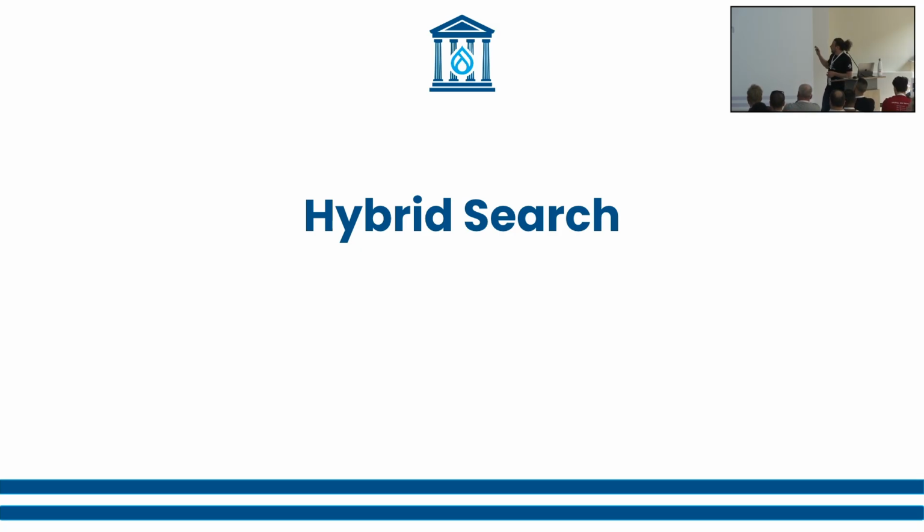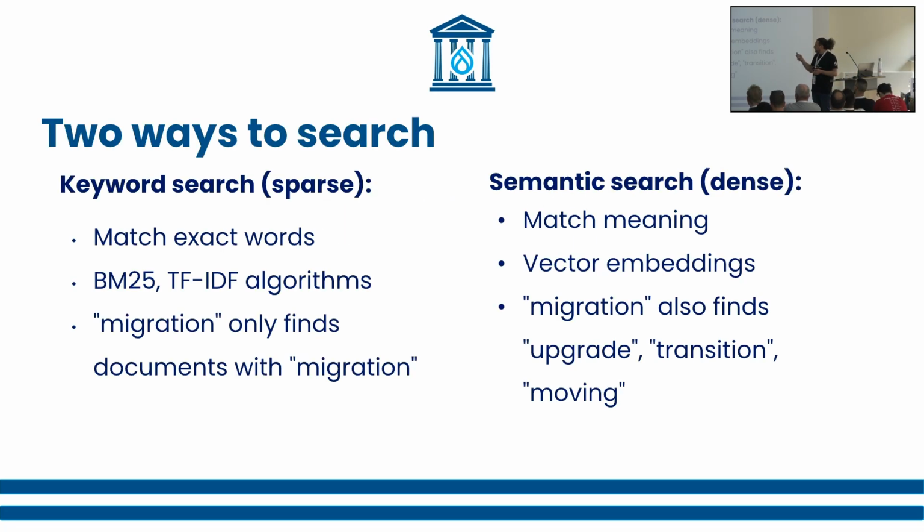So now we'll talk about hybrid search. In this talk, we will talk about keyword search, and in the next slide, semantic search. The difference is that with keyword search, we're going to see sparse vectors, and semantic search, which is also called dense vector, has some differences. Keyword search matches the exact word, while semantic matches the meaning. The sparse vector uses algorithms like BM25 and TF-IDF, while the semantic, as we saw, uses vector embeddings.